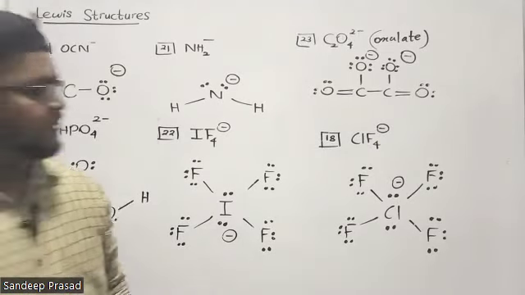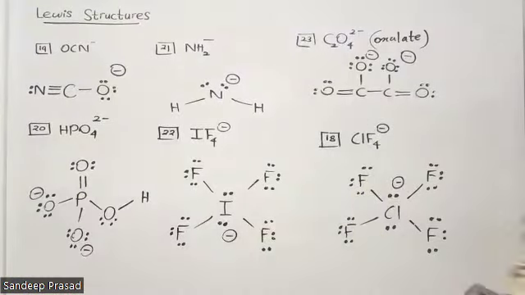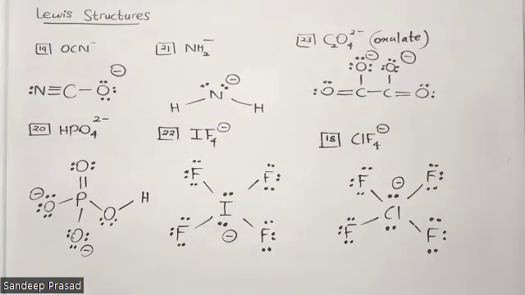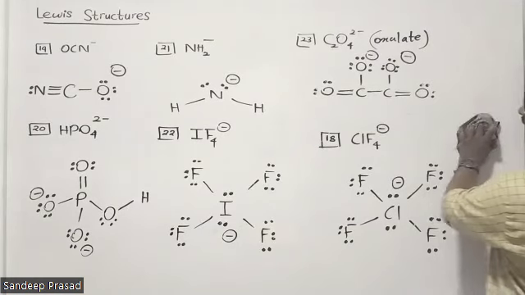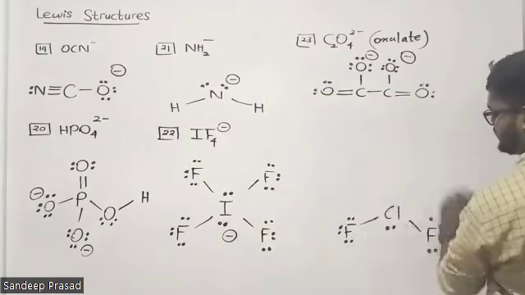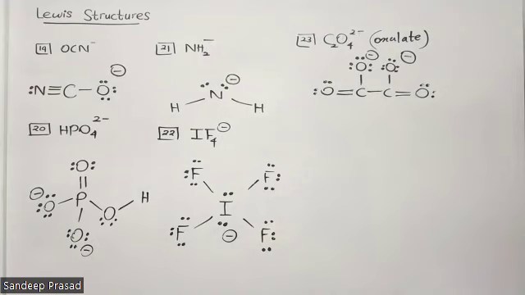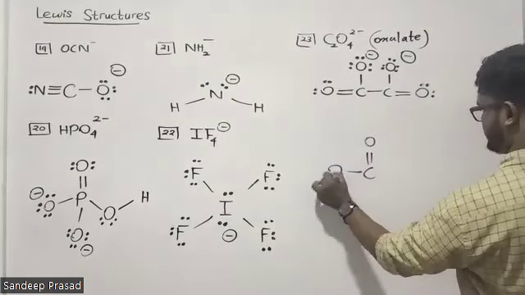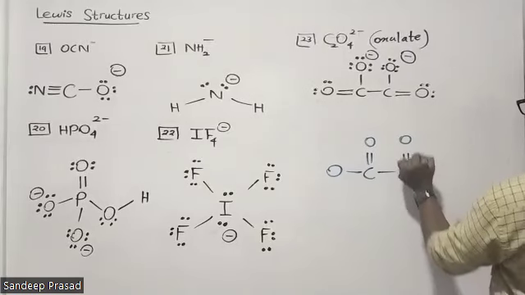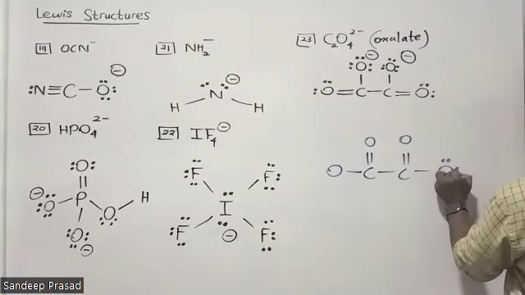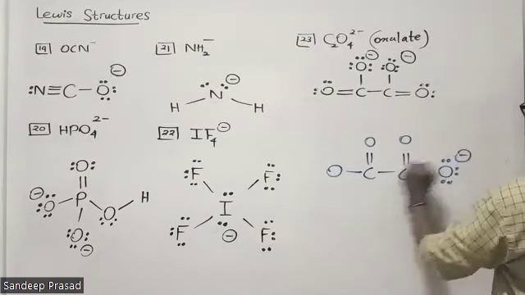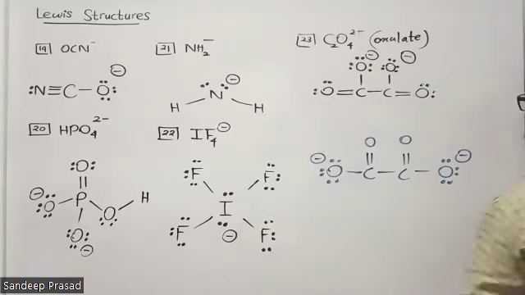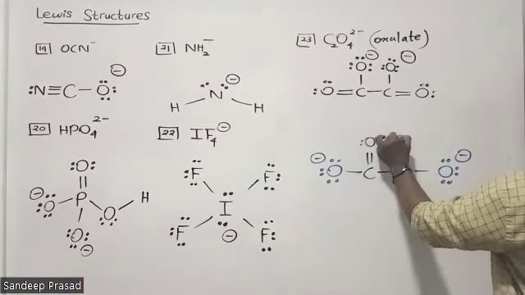That means, students, some of the students actually drew the structure in this way also. Look at this one. What if we draw the structure in this way? Double bond here, single bond here. Right? So this is actually a resonance structure. Resonance structure means the same molecular formula but different structures. So this is also okay.